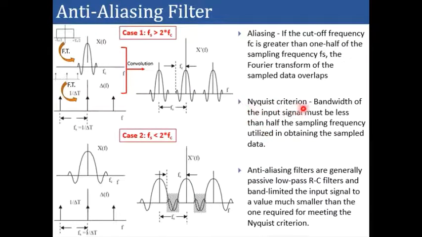So we have to follow the Nyquist criteria for doing the sampling of the data. So here the bandwidth of the input signal must be less than half the sampling frequency utilized in obtaining the sample data. What does the anti-aliasing filter do? Anti-aliasing filter is generally a passive low pass RC filter which band limits the input signal to a value much smaller than the one required for meeting the Nyquist criteria. So we will have the anti-aliasing filter which will make sure that these signals are not overlapping.